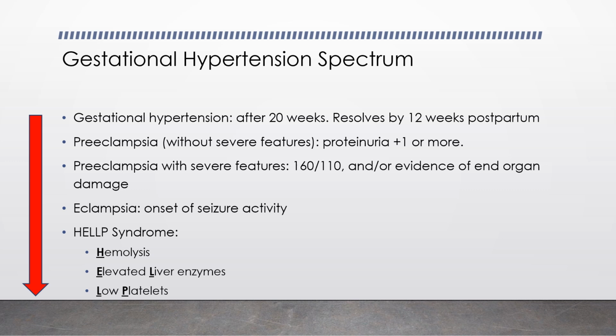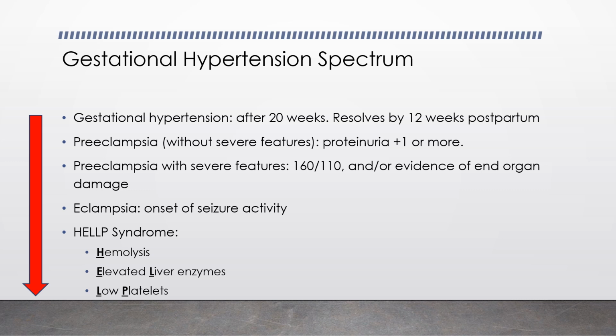So the end organs in this case could be the central nervous system, which would manifest as headaches or visual disturbances, as well as hyperreflexia. It could be the renal system, and we're going to see proteinuria of +1 or more. And it also could be the liver. So when those end organs appear to be damaged, then that patient is said to have preeclampsia with severe features.